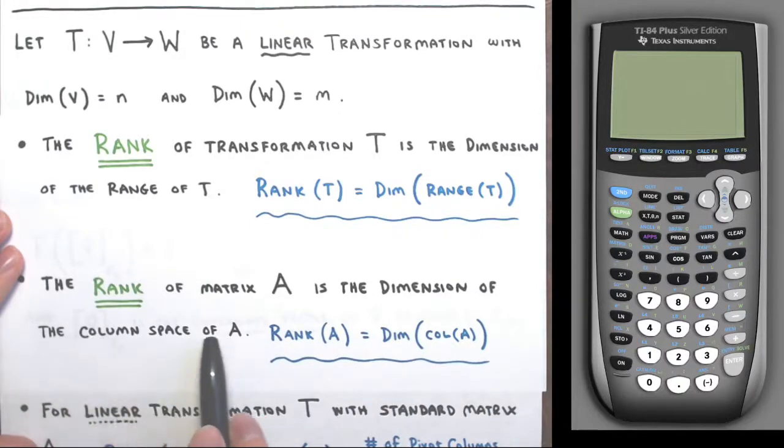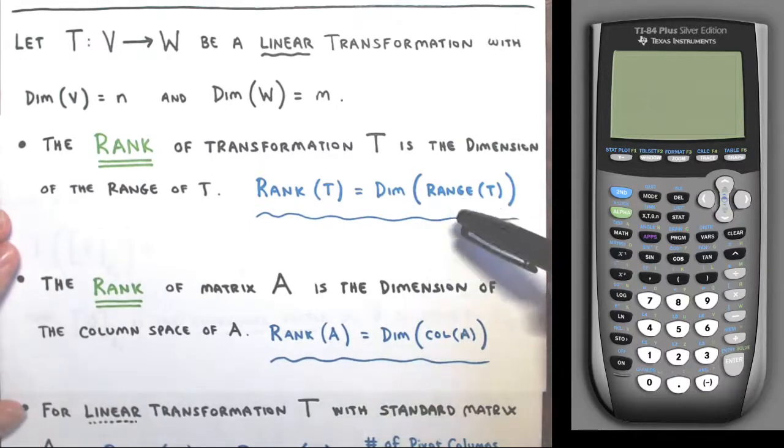Now, if you remember, the column space of a matrix was the vector space spanned by all the column vectors of A, all the columns of A. Basically every vector that can be written as a linear combination of the columns of A makes up the column space of A. So mathematically here, the rank of A equals the dimension of the column space of A, col of A, like that.